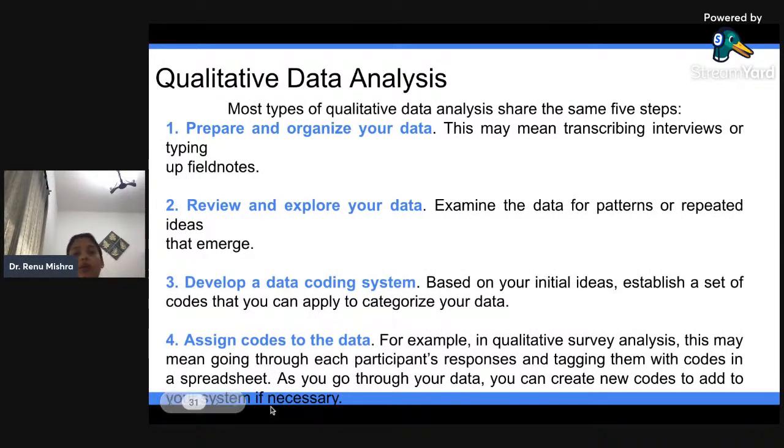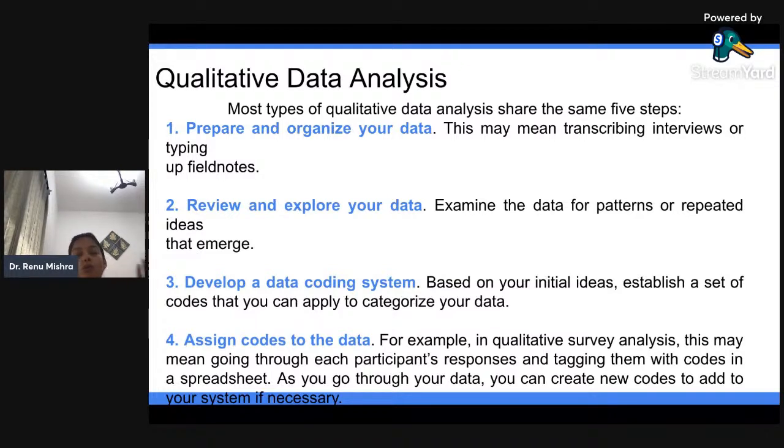Now, when you talk about qualitative data analysis, firstly, whatever information or data you have collected, you are trying to transcribe that. You are organizing that. So let's say, for example, you have taken the interview of 30 people. You piece out the information: Mr. X said this, Mr. Y said this, Mr. Z said this. Now you are organizing that data.